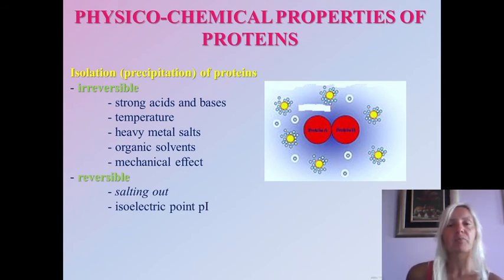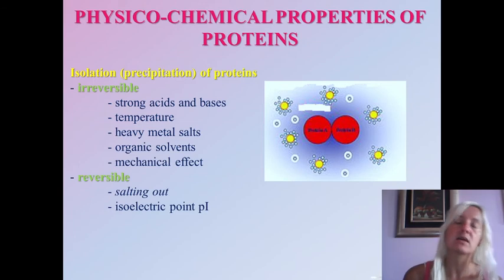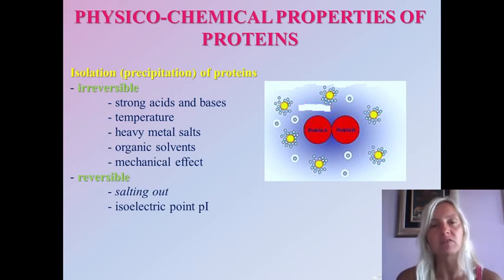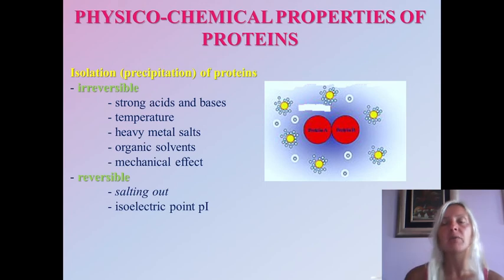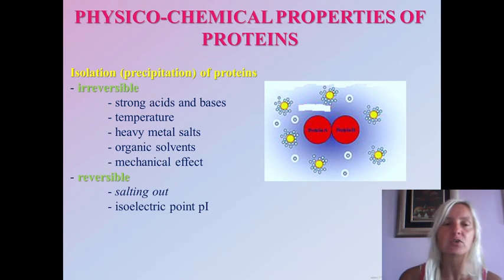So, speaking of physico-chemical properties of proteins, one more fact is important and worth mentioning here, and that is the isolation or precipitation of proteins, which can be irreversible in cases when we have a denaturation of proteins, without any possibility to bring the protein molecule back to the initial state, so it's destroyed for good. And we have a reversible precipitation of proteins, after which we can bring back both the structure and biological function to the protein, so they remain untouched.